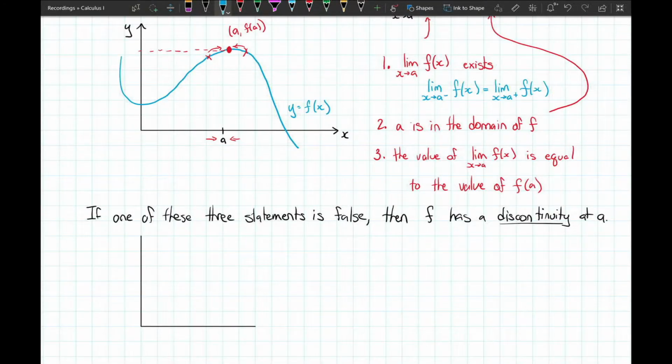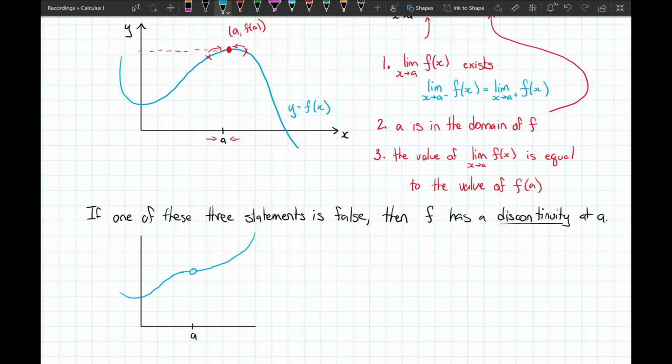Let's start off with a function where maybe the limit exists. So as I'm approaching a, let's assume that the limit does exist. I'm coming in from the left and I'm coming in from the right, and it does seem to be approaching the same value. But then what if I make the second statement false, that a is not in the domain of f? Well, then I'd have to draw an open hole here. And so that ends up being a discontinuity. The only way to draw this is really to lift the pencil. You have a line going over close to the a value, a line coming from the other side close to the a value, and they don't meet in the middle. So that's where we have a hole.